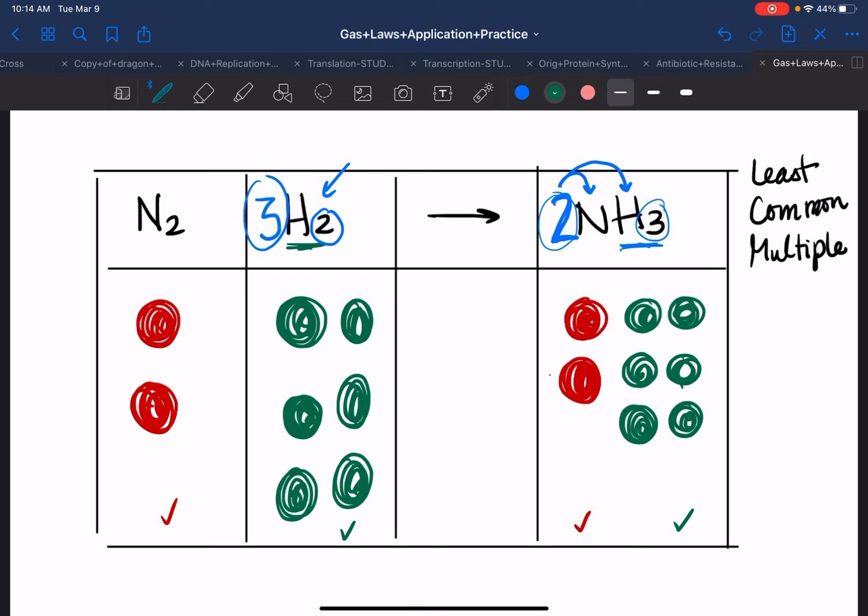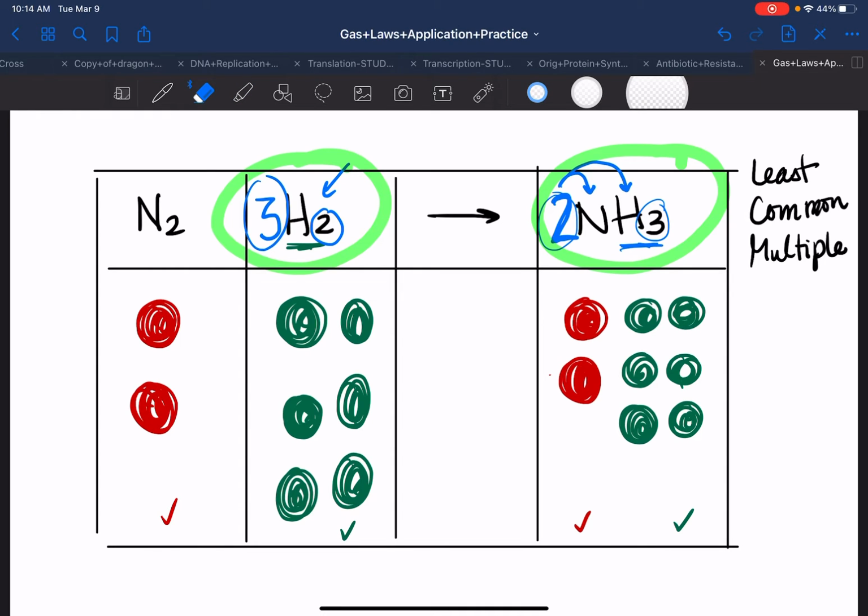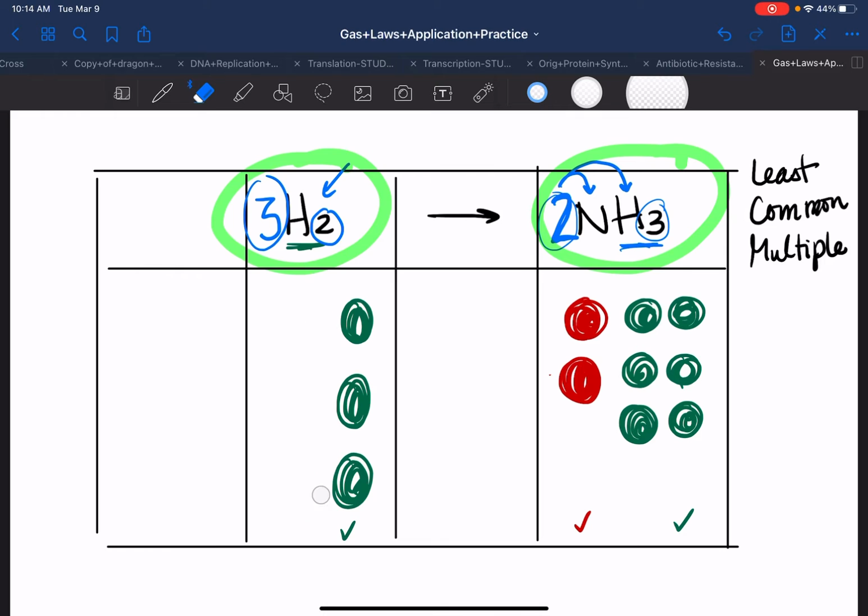So our final answer then is putting the 3 in front of the H2 and putting the 2 in front of the NH3. And then that's it for number 1. Now, let me show you how to do number 2 because number 2 is a little complicated. So let me erase these.